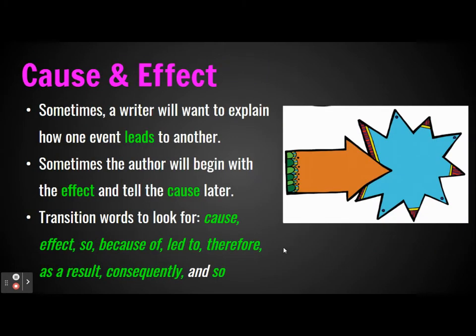The next text structure is called cause and effect. And I know from speaking to your history teachers that you talk a lot about cause and effect in social studies class. One event creates an effect, and then that moves on and creates a cause for another effect, and so forth, like dominoes falling. So sometimes a writer will want to explain how one event leads to another. That's your first blank.